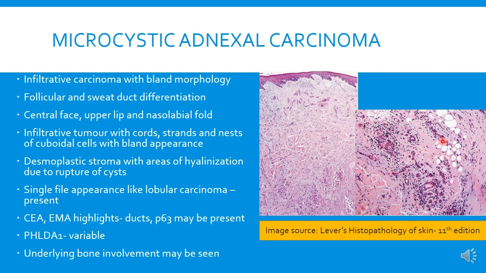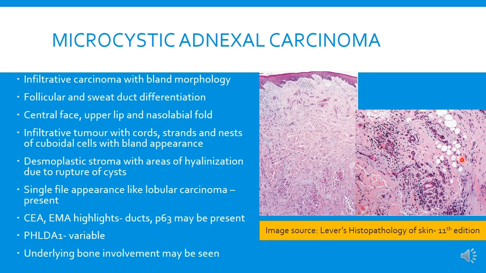There is a single file appearance like lobular carcinoma of breast, which makes it suspicious for carcinoma, which is a pointer towards identifying it as a carcinoma. As usual, CEA and EMA highlight the ducts. P63 may be present. PHLDA1, which is a follicular stem cell marker, will have a variable expression in these tumors, as it is a tumor of both follicular and sweat duct differentiation. Underlying bone involvement may be seen. Though it is an indolent tumor, it is a locally aggressive tumor, so underlying bone may be involved.